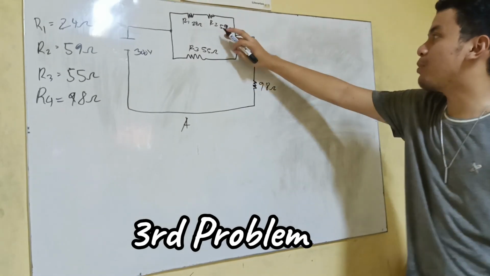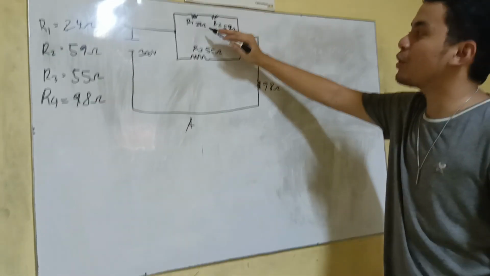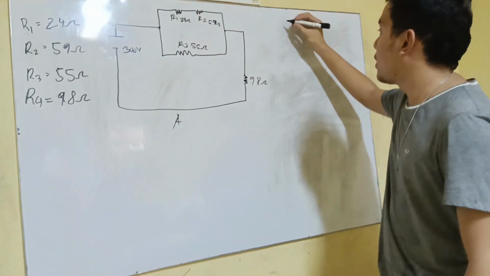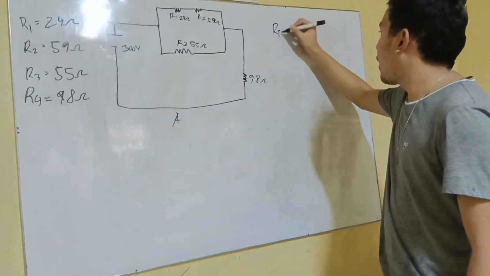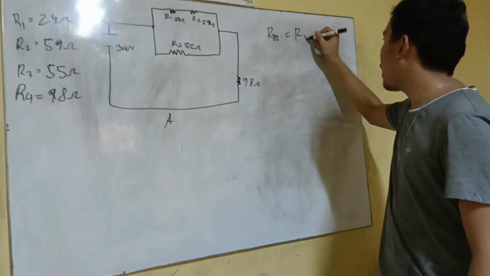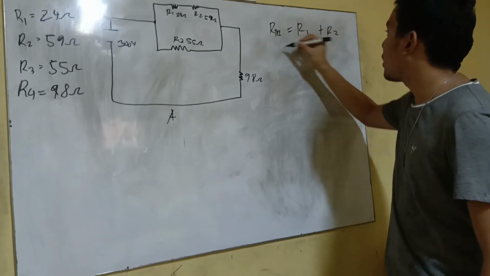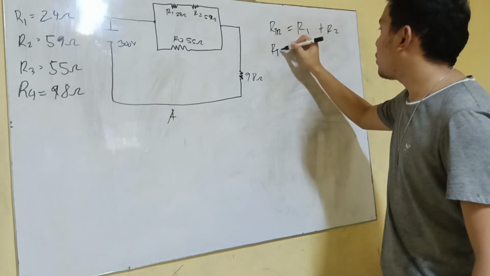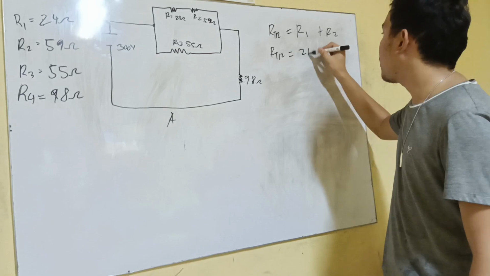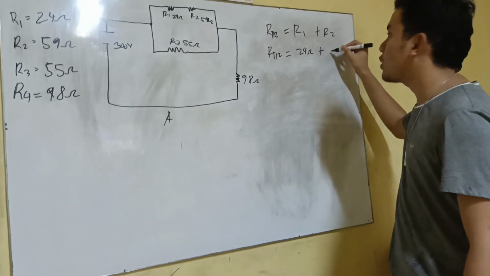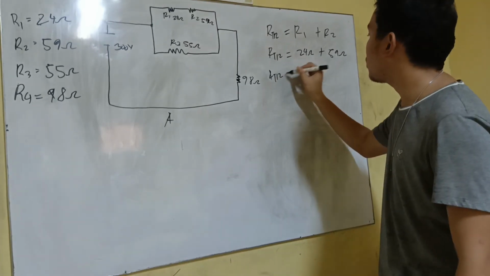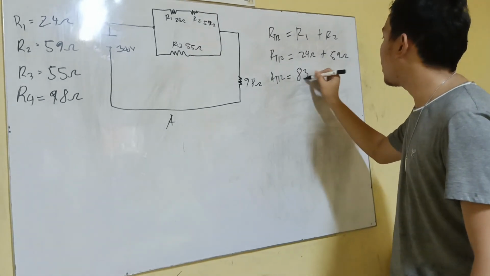So this is our third problem. We're going to solve first R1 and R2, which is a series problem. R total 1, 2 equals R1 plus R2. We distribute the values: R1 is 24 ohms plus R2 is 59 ohms. So our R total in 1 and 2 is 83 ohms.